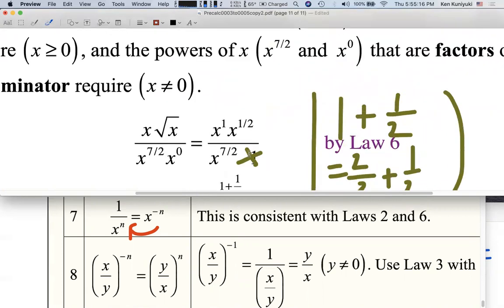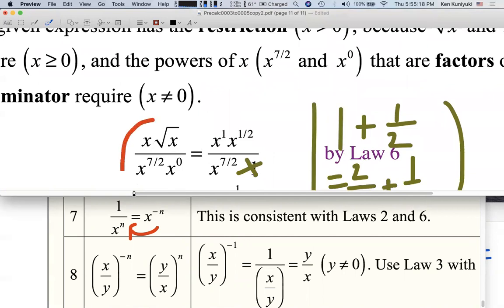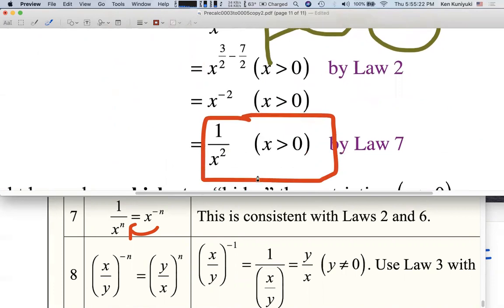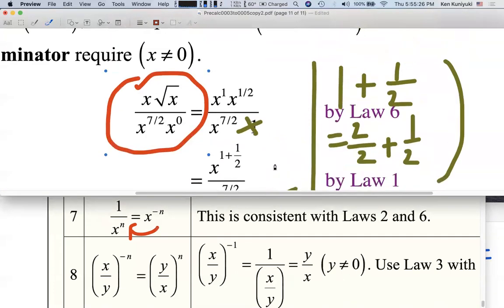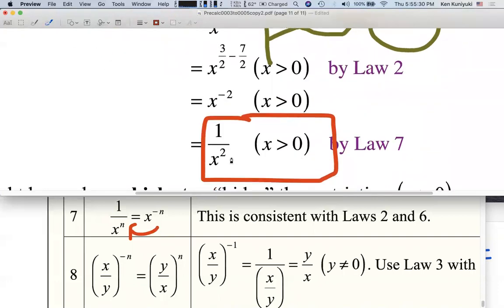So then the given expression, which was this, is perfectly equivalent to this over here, 1 over x squared, if x is positive. Because only positive real values for x were legal up here. Therefore, only positive real values for x are legal down here. So we're not allowed to plug in x equals 0, certainly, but not even x equals -3 or -5.